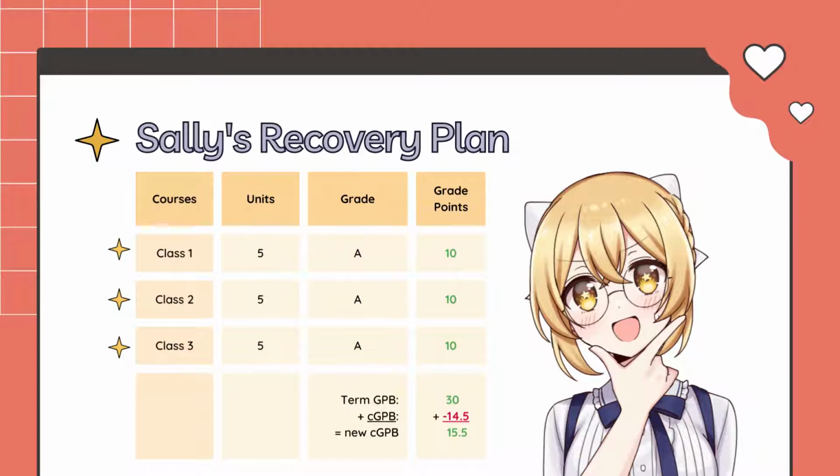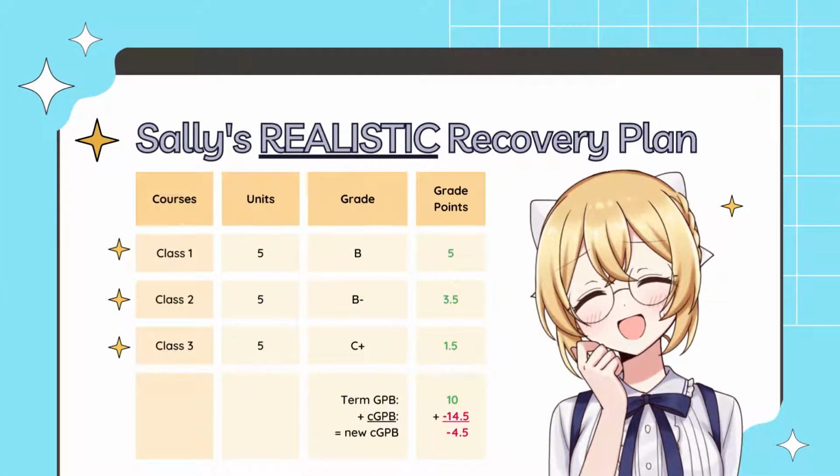However, after taking a minute to think about it, Sally says, "I've never gotten all A's before. Maybe I should be a little more realistic about it since I'm also working a part-time job and some of my classes are going to be pretty hard." Good thinking, Sally. She thinks about it a little bit more and shares that she feels confident that she can earn a B, a B minus, and a C plus.